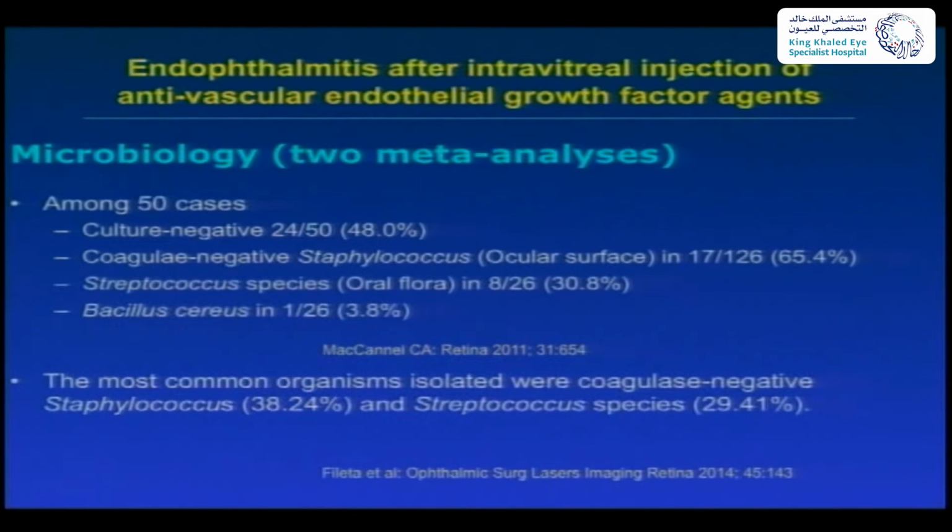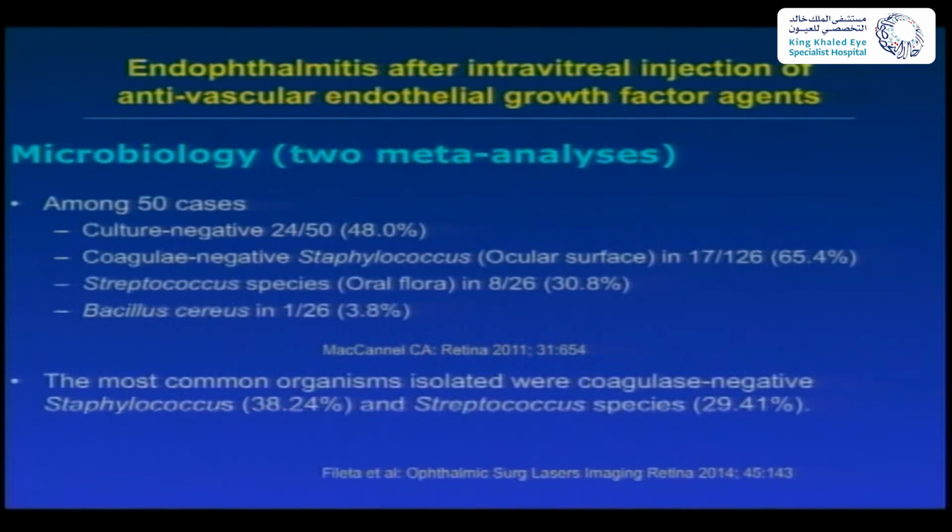But what is surprising here is that Streptococcus species, which is part of the oral flora, accounted for 30.8%, a very high number of the culture positive cases. I'm going to discuss next week that Streptococcus species cause fulminating endophthalmitis with very poor prognosis. And Streptococcus species are mainly coming from the oral flora. You have to know this so that we could talk about prophylaxis. But staph epi is coming from the ocular surface. So for prophylaxis, we have to pay attention to the ocular surface and the oral flora.